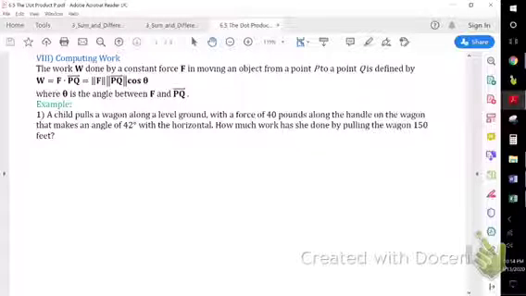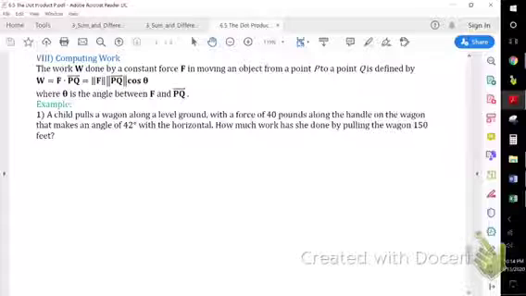Okay, so it says the work W done by a constant force F in moving an object from point P to point Q is defined by W is equal to F dot vector PQ, which is equal to the magnitude of F times the magnitude of vector PQ times cosine of theta, where theta is the angle between F and vector PQ.